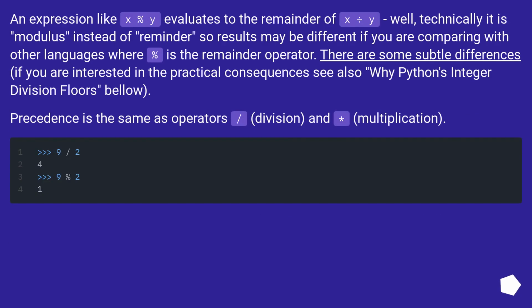An expression like x % y evaluates to the remainder of x divided by y. Well, technically it is modulus instead of remainder, so results may be different if you are comparing with other languages where percent is the remainder operator. There are some subtle differences. If you are interested in the practical consequences, see also why Python's integer division floors, below. Precedence is the same as operators, division and multiplication.